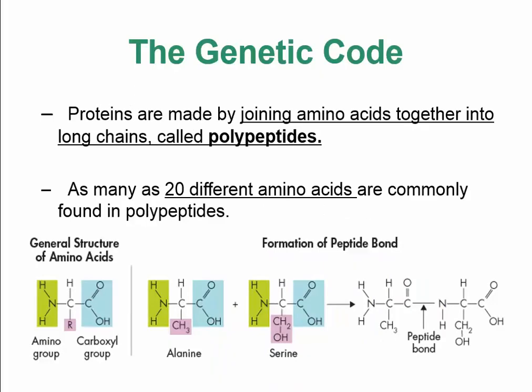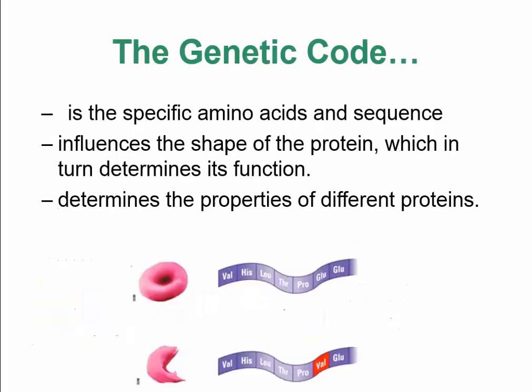And if you remember, let's review a little bit. Proteins are made by what monomer? That's right, amino acids, and together they form long chains called polypeptides. Okay? And there are as many as 20 different amino acids that are commonly found, and usually we get them from the food that we eat, in particular proteins that we eat.